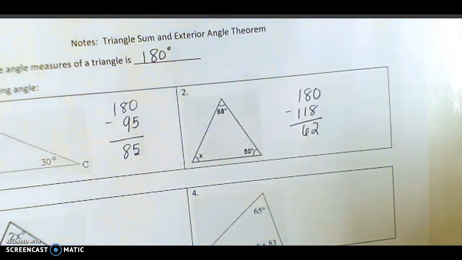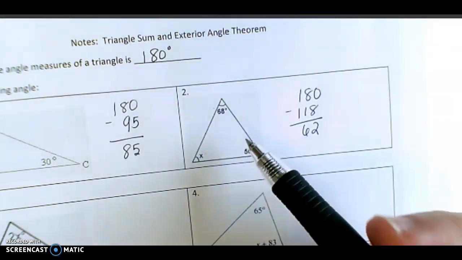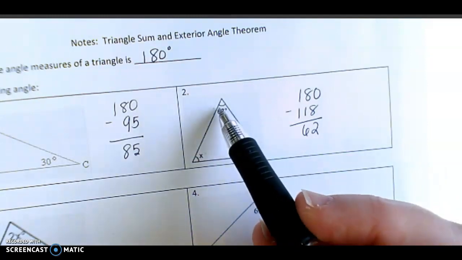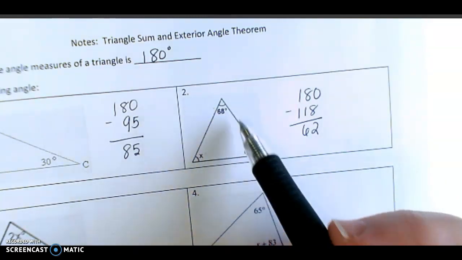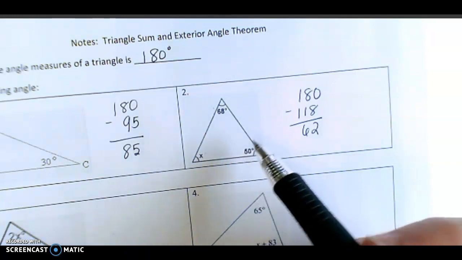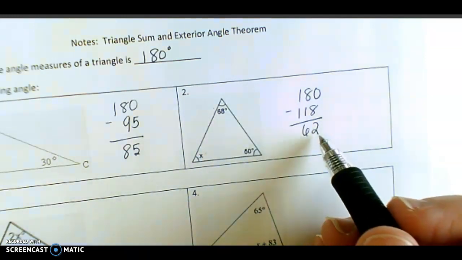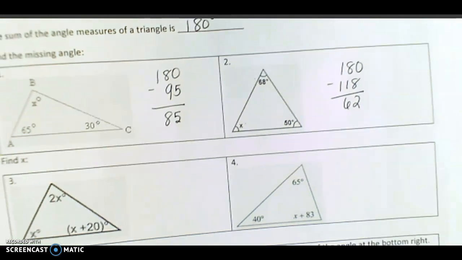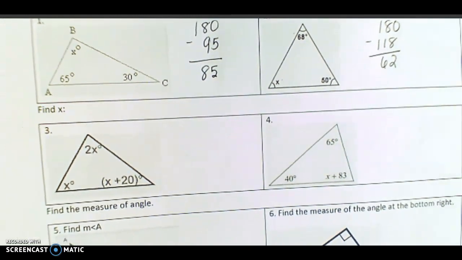Now be careful. The graph or picture that you might see might not be drawn to scale. So here it kind of looks like all these angles might be about the same. They're not, because that's 68, that's 50, and that's 62. Just be mindful of that. They're not always drawn so that you can tell exactly what the measure of each of those angles is.